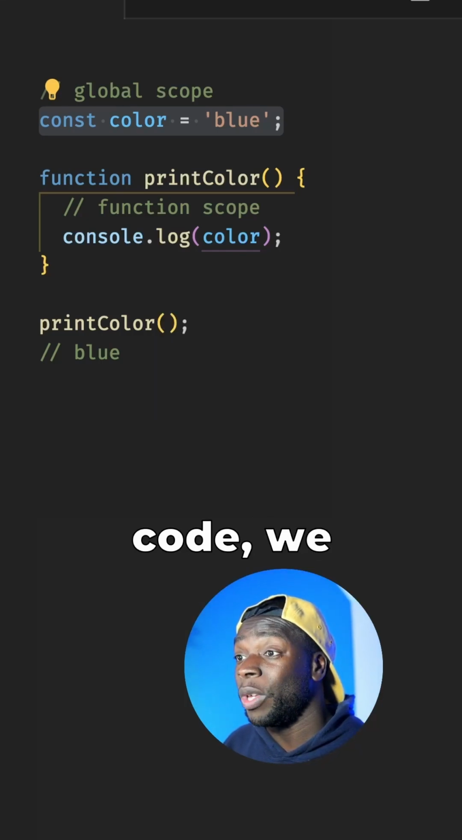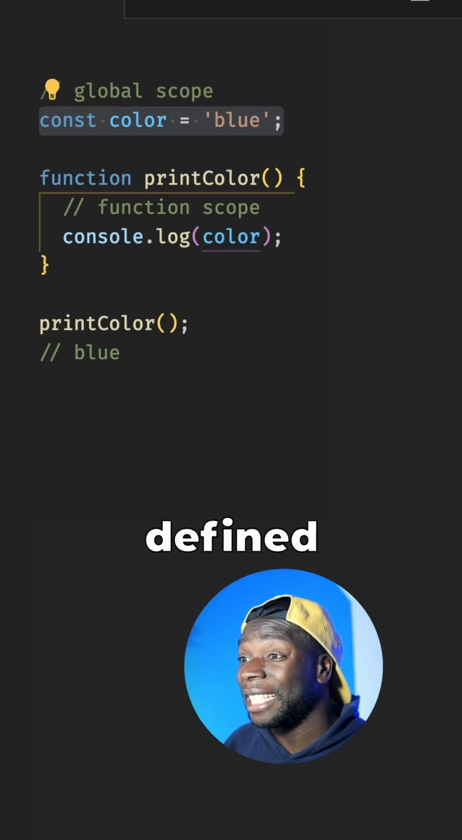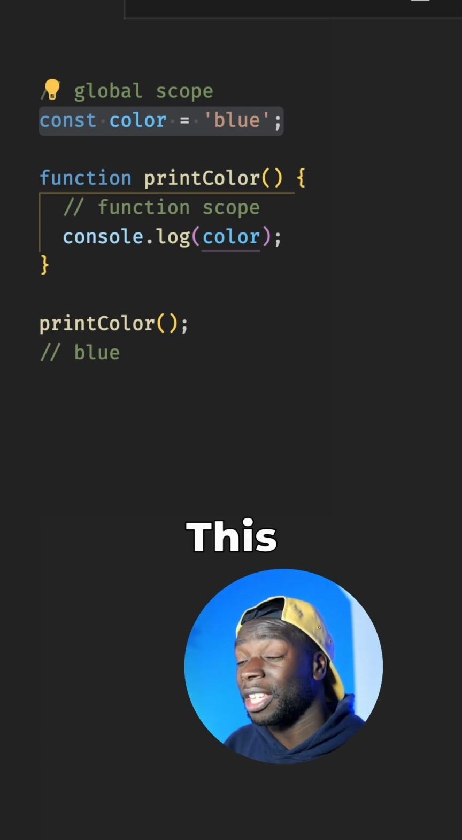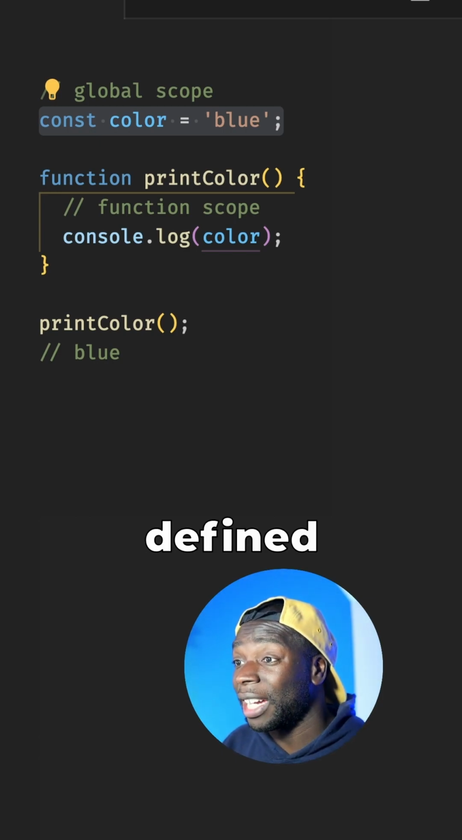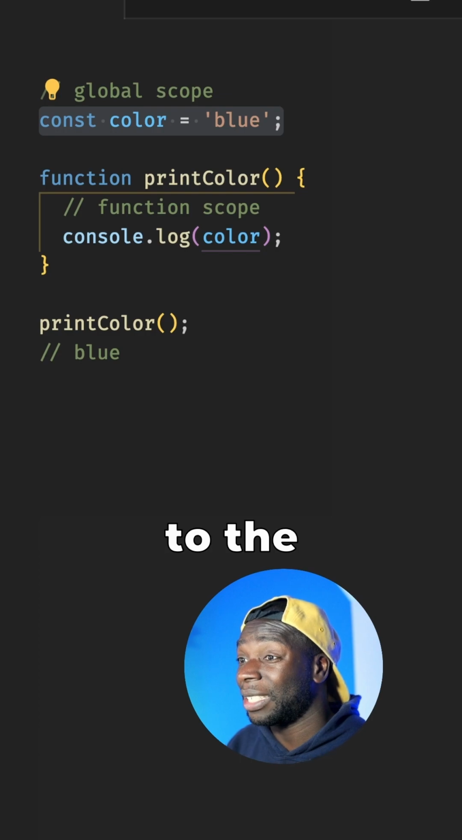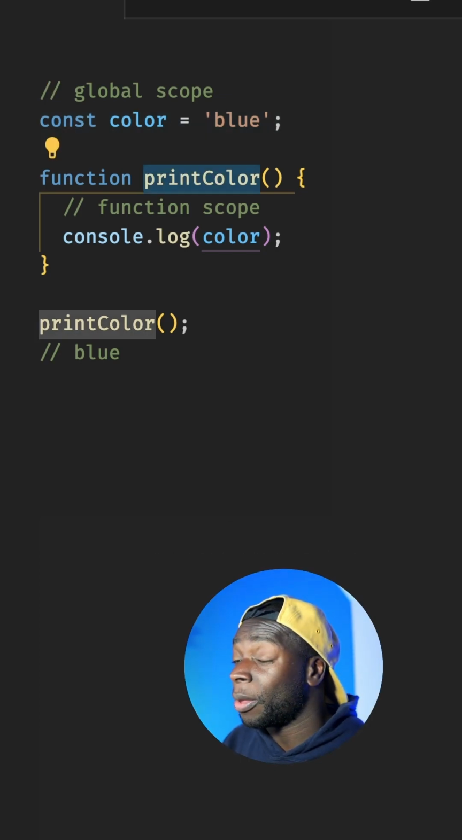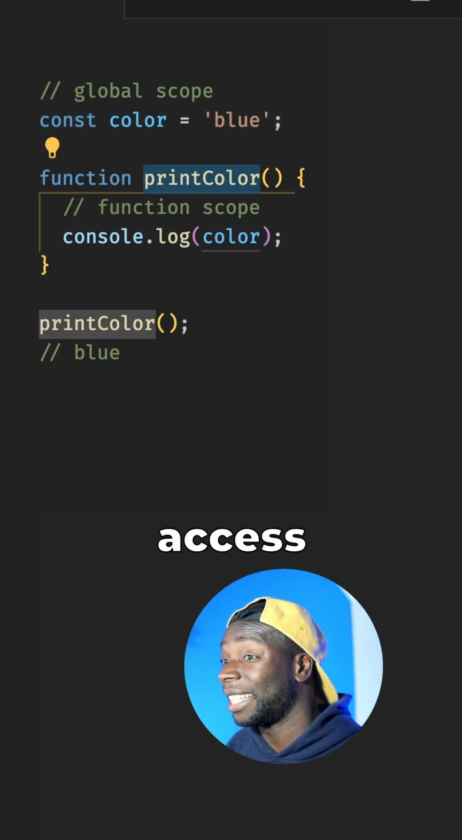Looking at this code, we can see that the variable color is defined in the global scope. This means that any function defined in this scope has access to the color variable. So the print color function has access to color.